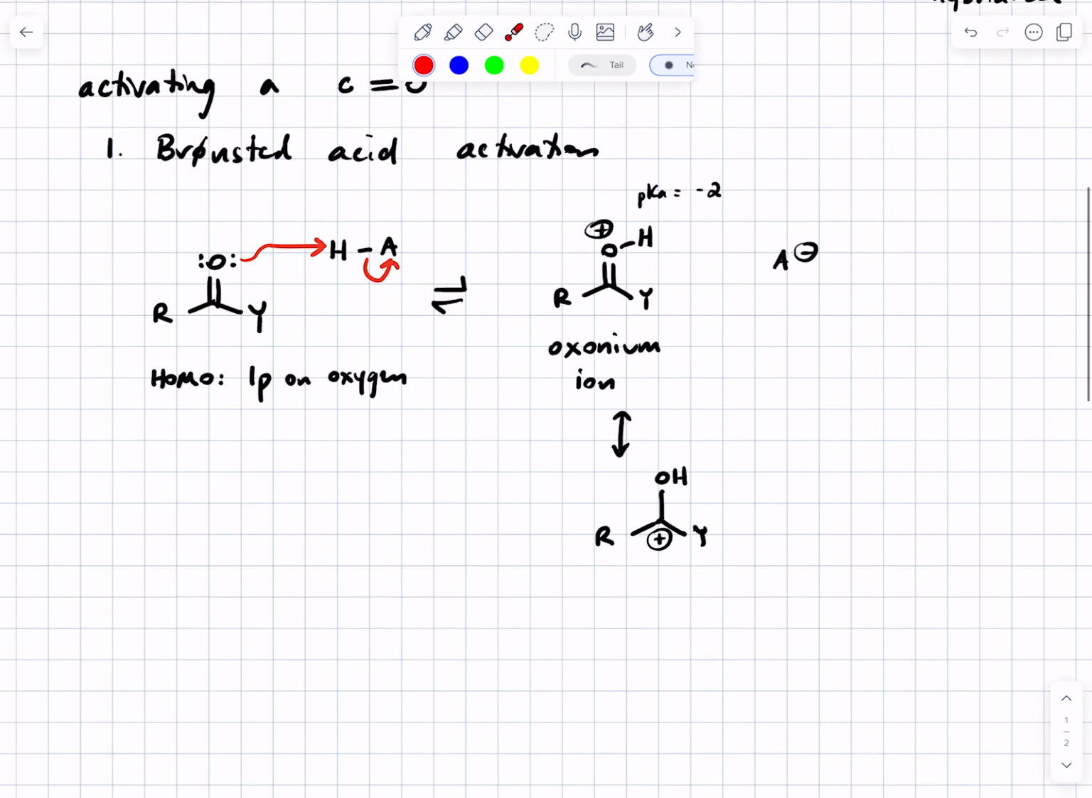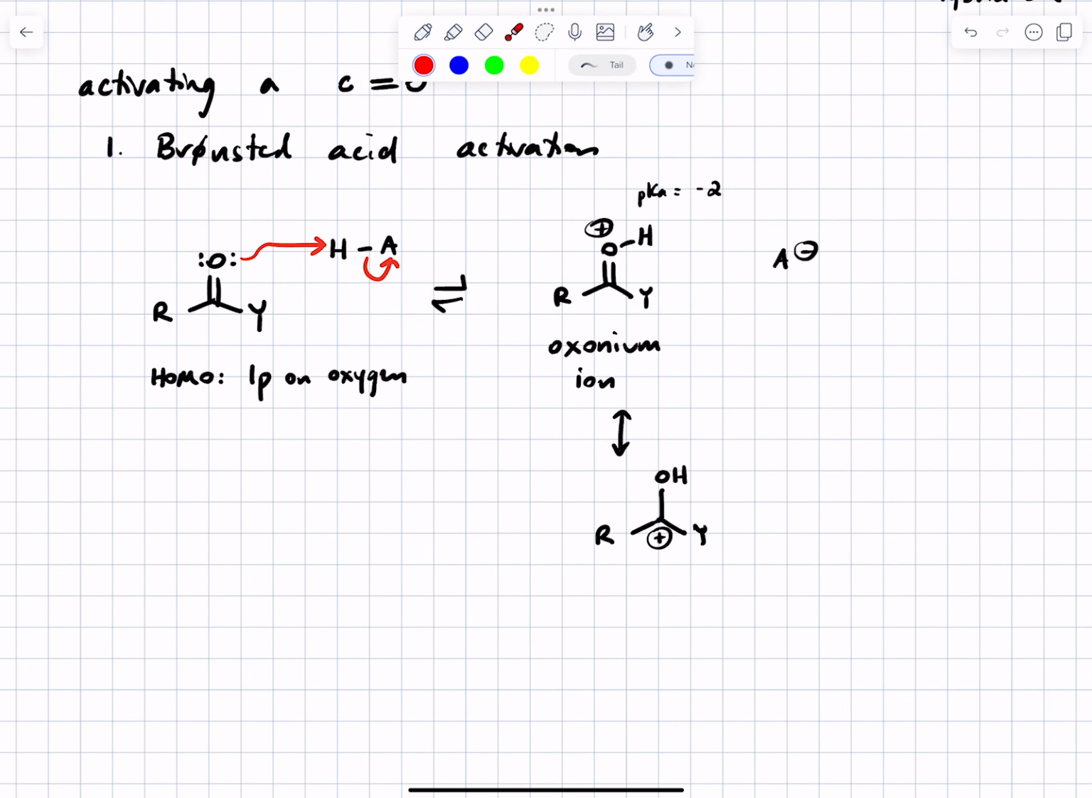The oxonium ion, by virtue of already being positively charged, doesn't have to put a negative charge on the oxygen. There's no charge separation. Basically, protonation of the carbonyl to get the oxonium ion makes this resonance structure more reasonable, and it makes the carbonyl carbon more electrophilic.